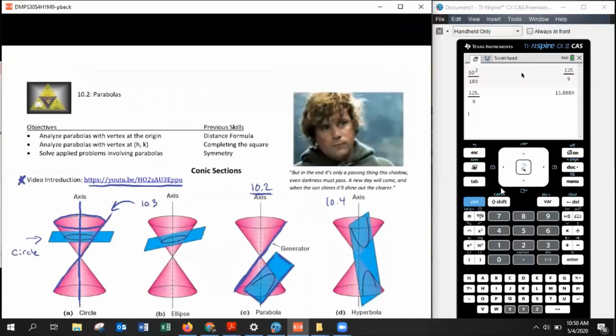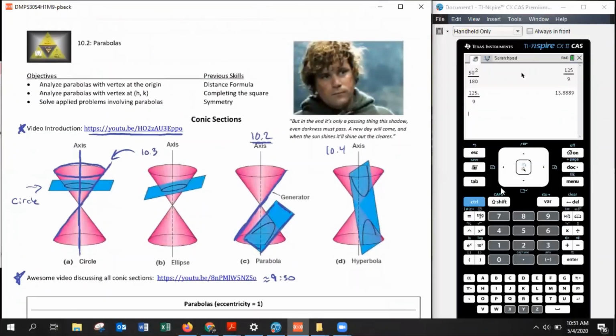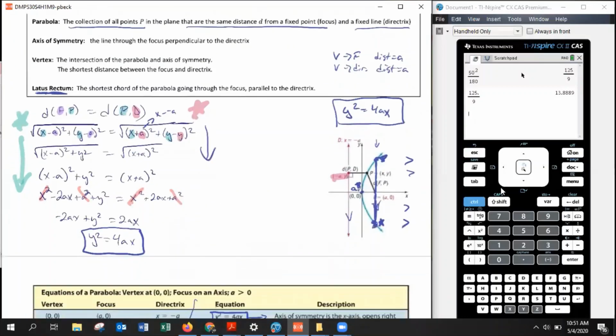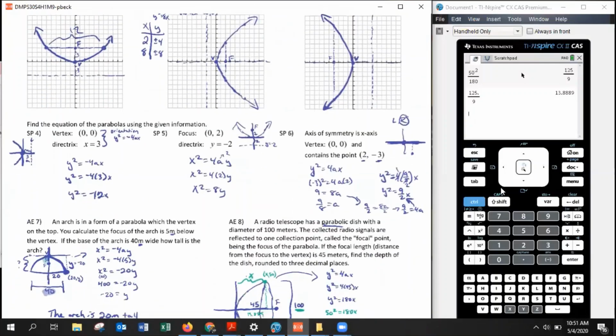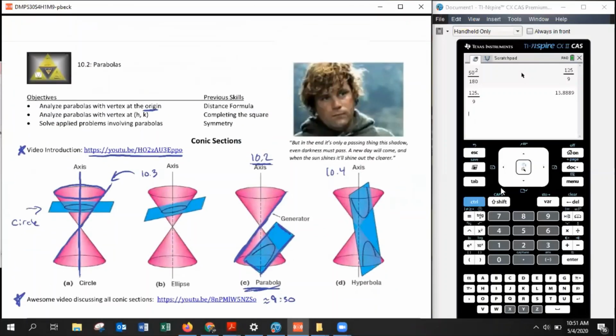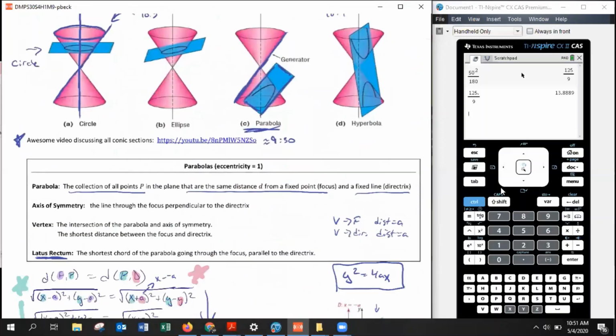Video number 1, if you remember, we talked about conic sections in general, and then we started focusing on the parabola. And what we did was we explored the parabola with vertex at the origin. And we saw the creation of the parabola algebraically, and then we graphed some various examples, along with doing some solving of applied problems. Now, what we're going to do is analyze parabolas with our vertex somewhere else other than the origin.